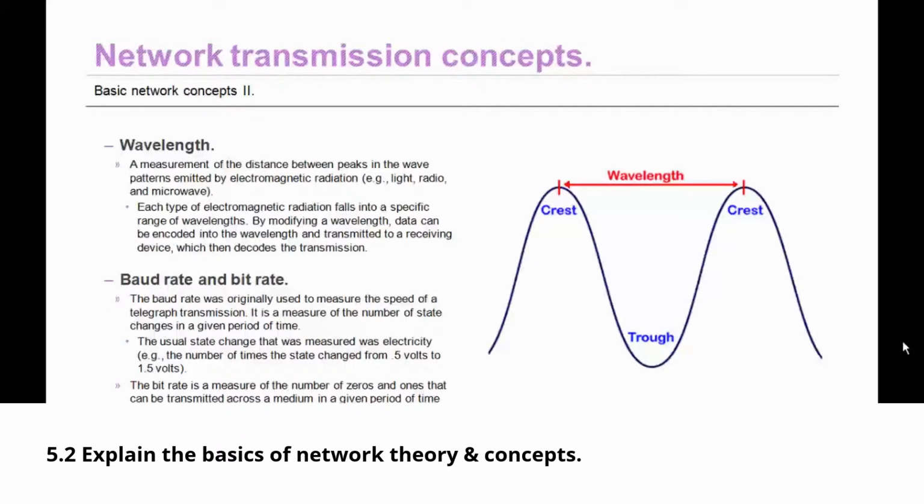The bit rate is a measure of the number of zeros and ones that can be transmitted across a medium in a given period of time. So it is a measure of the actual bits that can be transmitted. It is usually measured in bits per second, or BPS. The bit rate is a more accurate measure of transmission throughput than the baud rate.